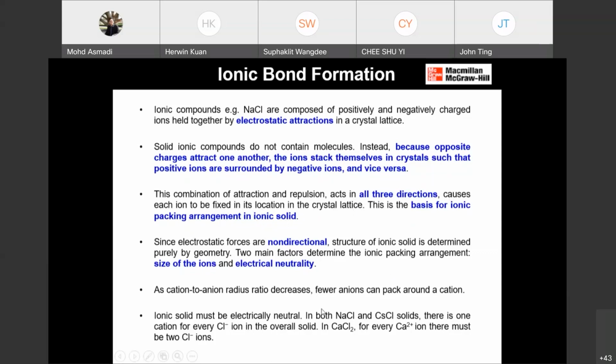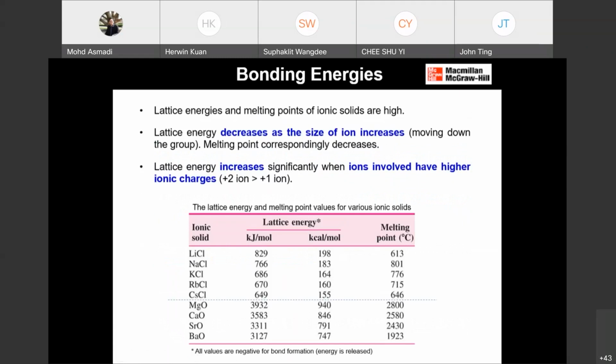The others you can read; this is just the basics. In terms of bonding energy, if we look here, the lattice energy decreases as the size of the ion increases. Meaning that moving down the group, from the top to the bottom, the electron becomes farther away from the nucleus, so there is less attraction energy from the nucleus. And there is another factor, we call it the shielding factor. That's why the energy decreases.